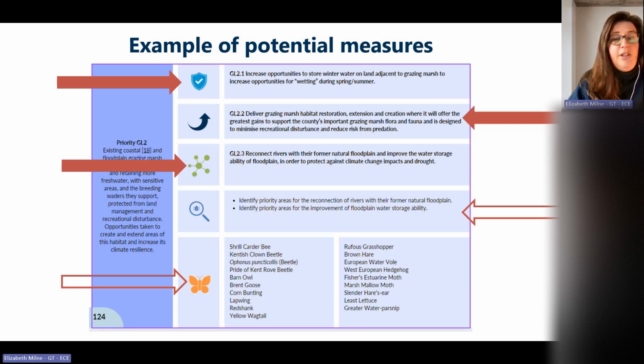When you have a look at the document, you will see that in the measures table, the measures may have a reference number. So here, all of our measures have a reference number beginning GL and then following a number. Any measure that has a reference number is a measure that has been mapped, and any measure without is a measure that hasn't been mapped.